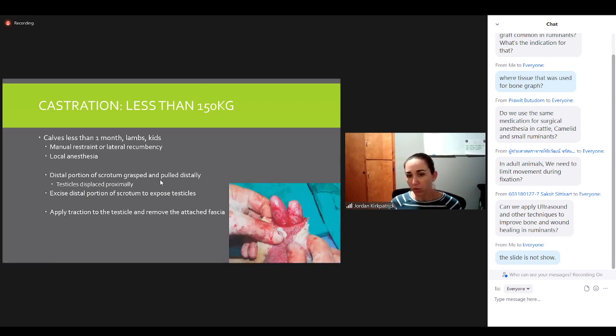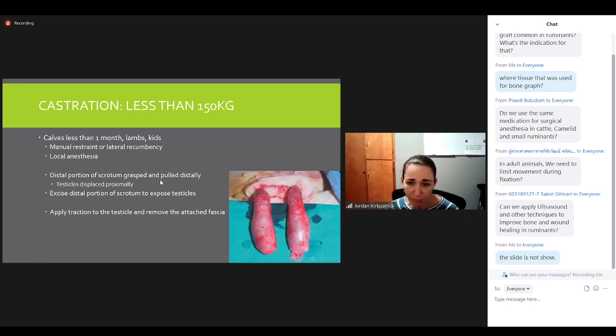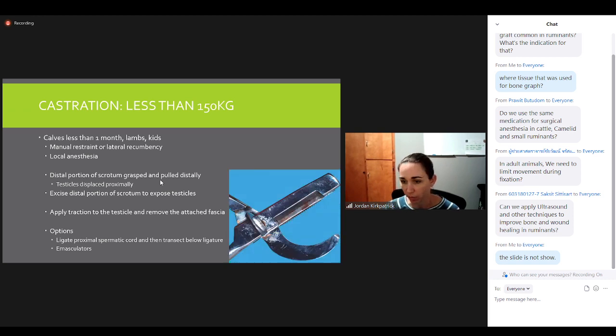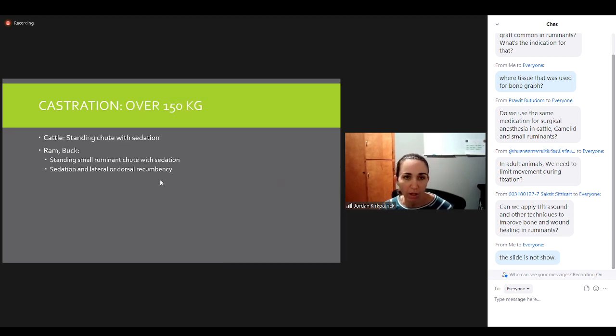And then you apply traction to the testicles and manually reduce the fascia away from them. And then exteriorize the testicles, and you can either ligate them with suture and then transect, or use emasculators, which is this instrument, to crush the vessels and then cut the testicles free for castration.